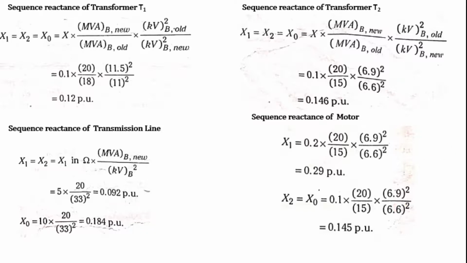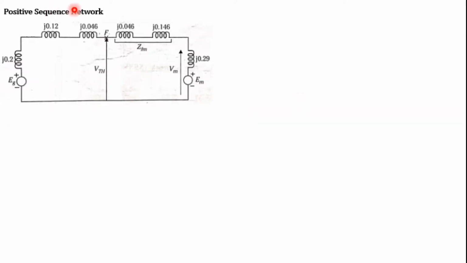The next thing is we need to draw the positive sequence network based on the single line diagram. All the elements are connected in series: generator, transformer T1, the transmission line, the transformer T2 and the motor. This is the equivalent reactance for the generator plus the source EMF. This is for the transformer, and for the transmission line, what we got is the actual value 0.092.